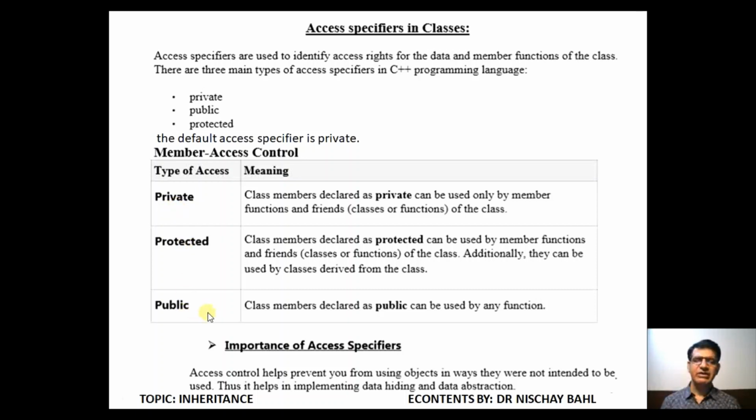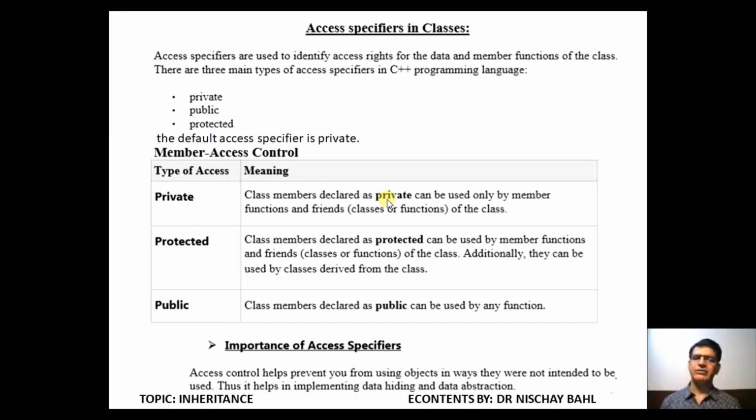Let's go through them. Private access specifier: class members declared as private can be used only by the member functions and the friends of the class. That means only the member functions and the friends of the class can use the private members. And what are the protected members? Class members declared as protected can be used by the member functions and friends of the class. Additionally, they can be used by the classes derived from the class. So that is the difference. Private members cannot be used by the derived classes, whereas protected members can be used by the derived classes also. Whereas public members can be used by any function.